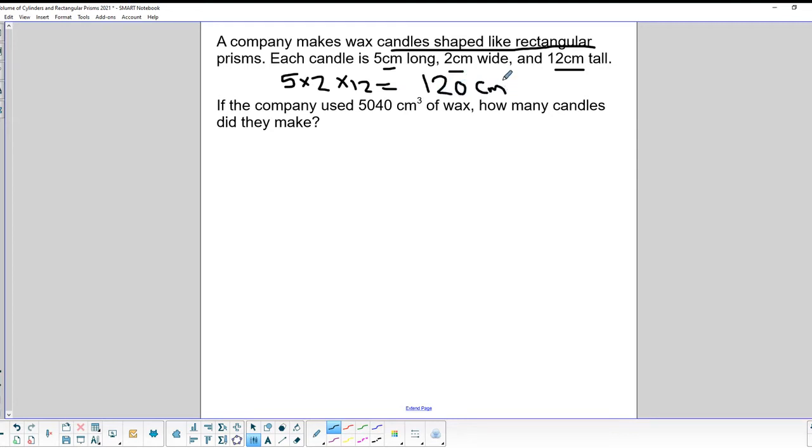Now, if the company has 5,040 centimeters cubed of wax, how many candles can they make with that amount? So you're going to do 5,040 divided by 120. I have my calculator do the calculation. Unfortunately, my calculator will not show up on my screen when I'm doing the sound recording. So you're going to get the number though, and that would be 42 candles. And hopefully you can sell those candles for quite a bit, because that's not a lot of candles, is it? So 42 candles.